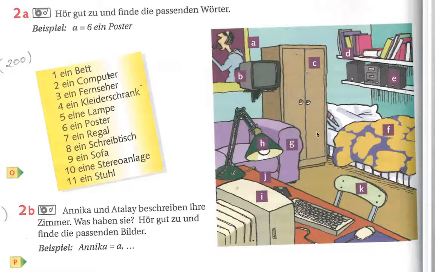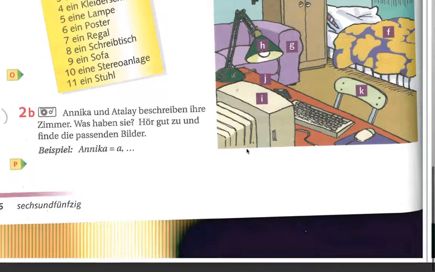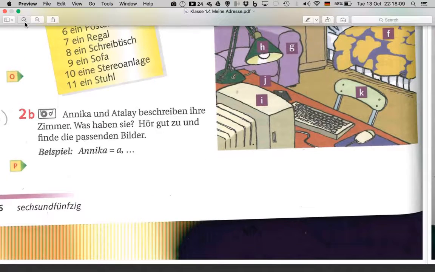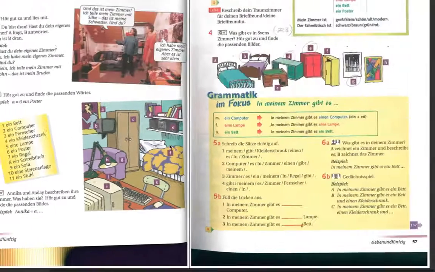Kleiderschrank is where you put your clothes. Lampe, lamp. Poster, poster. Regal, bookshelf. Schreibtisch, that's your writing table. Sofa, if you have a sofa in your study room, sit down. Stereoanlage, that's your stereo system. Und ein Stuhl, where you sit down. So in meinem Zimmer gibt es.